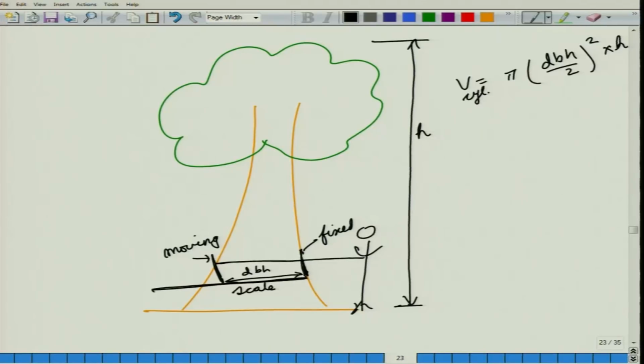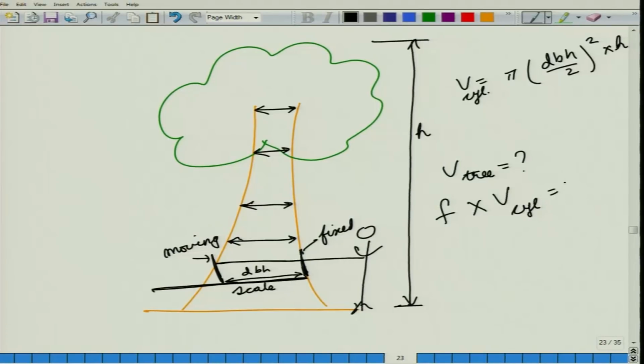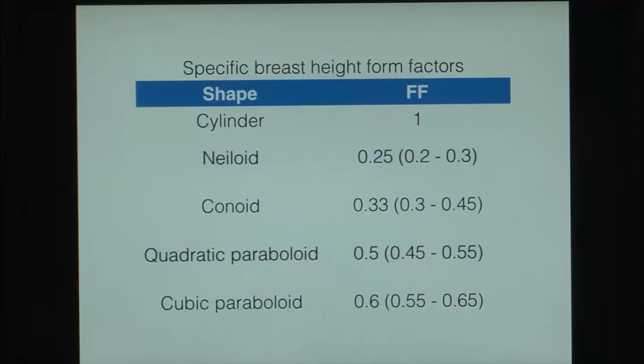Now, it is difficult to measure the diameters at this point, this point, this point, and so on to get the actual volume of the tree. So, the volume of the tree is difficult to measure, but if we had the form factor, we could very easily multiply the form factor by the volume of the cylinder to get the volume of the tree without the need to measure its form or its taper. Thus, form factor acts as a rationalizing factor in the calculation of tree volume. So, let us now look at some specific breast height form factors for some different shapes. Consider the shape of a cylinder.